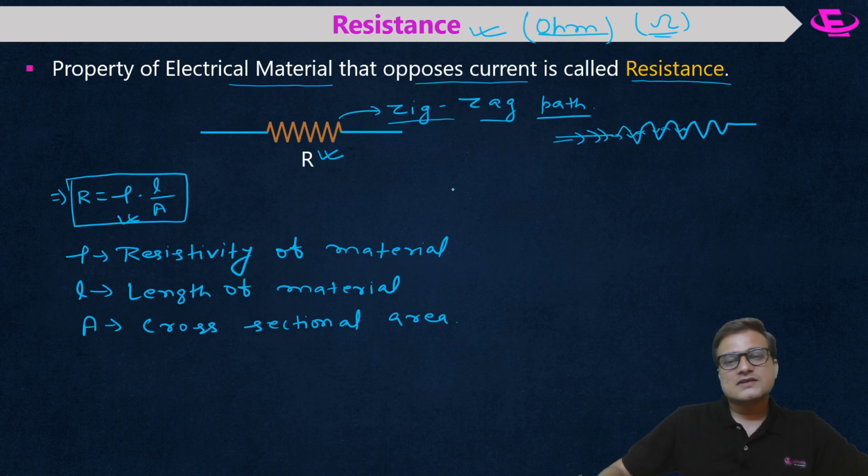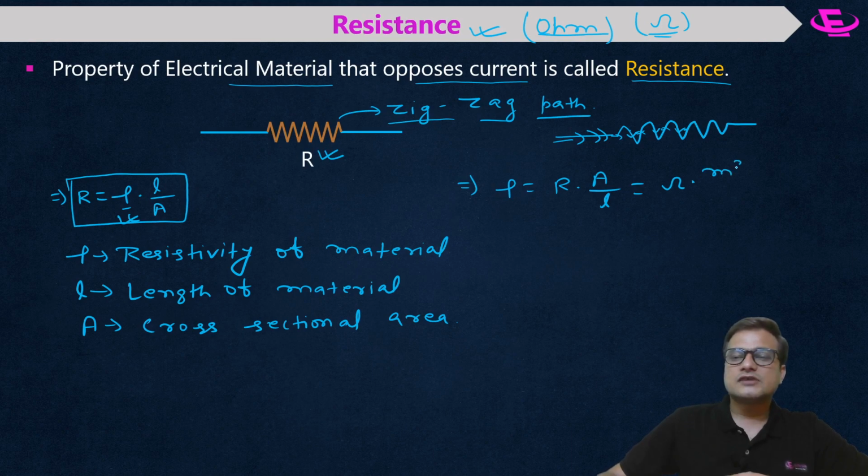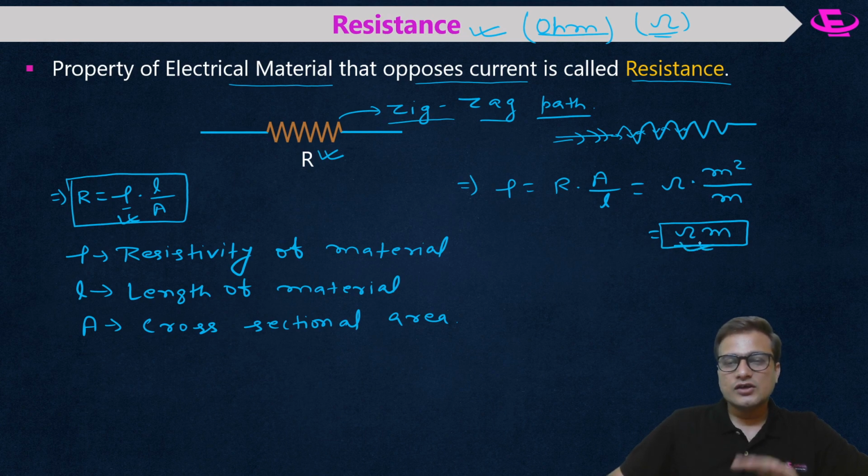Now let us write the unit of resistivity. So how to write the unit of resistivity? You can write rho as R into A by L. Now the unit of R is ohm, A is area, meter square, divided by L, meter. So from here its unit is ohm meter. This is the unit of resistivity of a material. It is ohm meter. I hope it is clear to you.